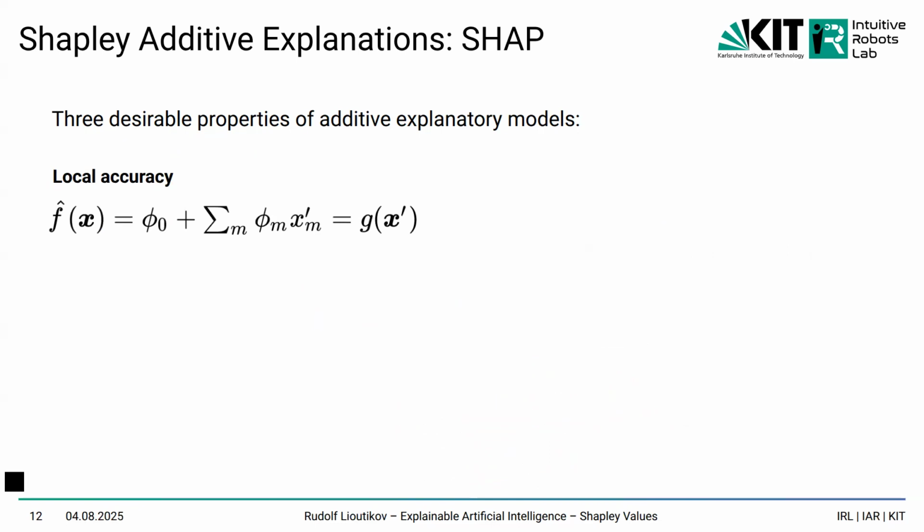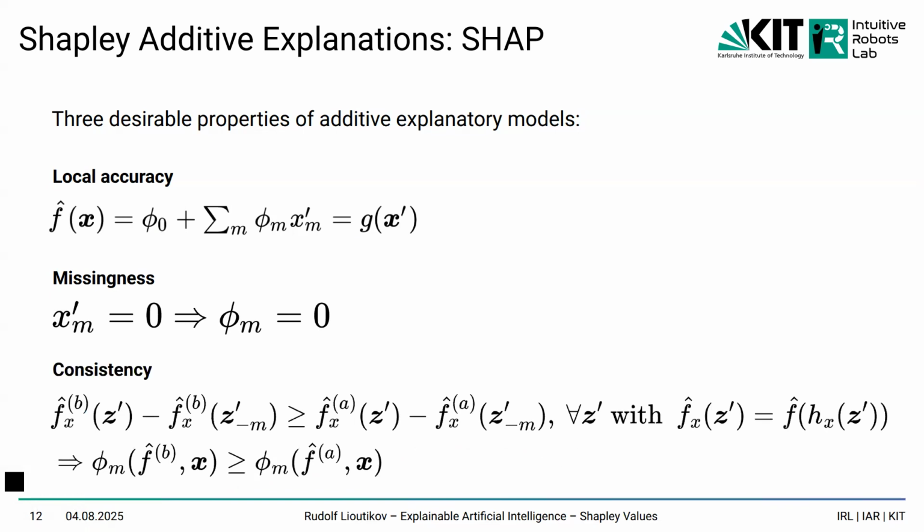So some desirable properties that we have here. That would be local accuracy, saying that if we have our f of x, which is our additive model, then this should also hold for our g of x dash. The missingness: if x dash is 0, then the weight should also be 0. So we want to have the sparseness in there.